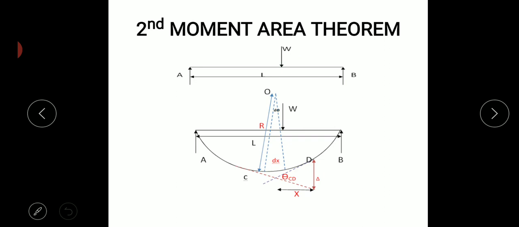I am going to consider a simply supported beam AB subjected to the load of W magnitude, and let C and D be the 2 points between the supports A and B. In order to determine the deflection of the elementary length, let delta be the deflection between the points C and D, and x is the distance from D to the point where the tangent meets. So let theta CD be the angle between the tangents drawn from the points C and D.